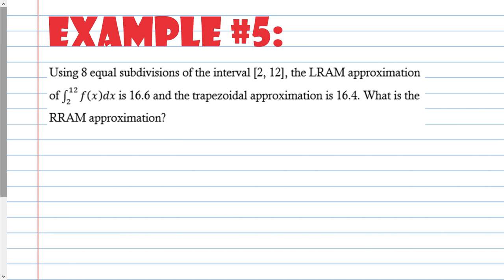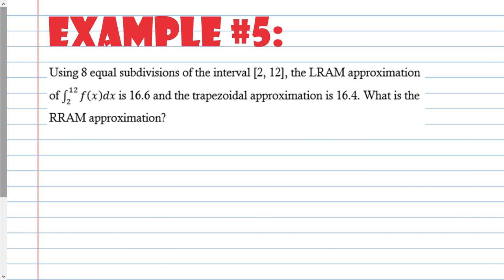Example 5. Using 8 equal subdivisions of the interval from 2 to 12, the RRAM approximation of the integral from 2 to 12 of f of x dx is 16.6. So RRAM is 16.6. And the trapezoidal approximation is 16.4. What is the RRAM approximation?